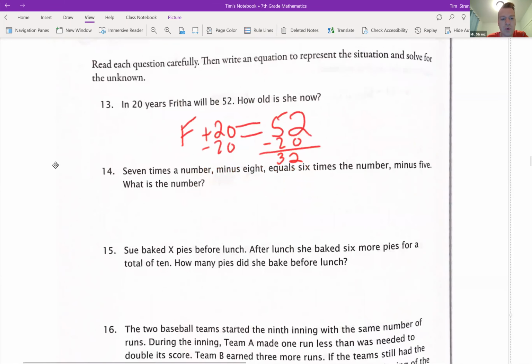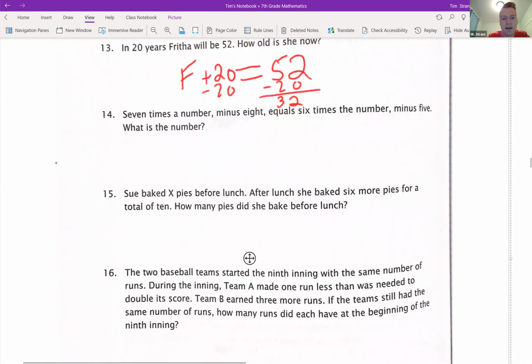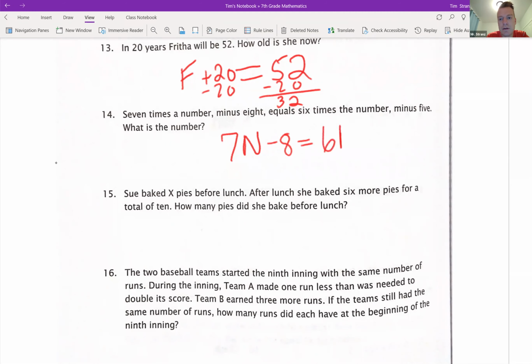If we look at 14, 7, we take 7 times a number. We don't know what that number is, so I'm going to call it N, minus 8 equals 6 times the number minus 5. So with these, you kind of just got to read the sentence nice and slow and just write out exactly what it says.